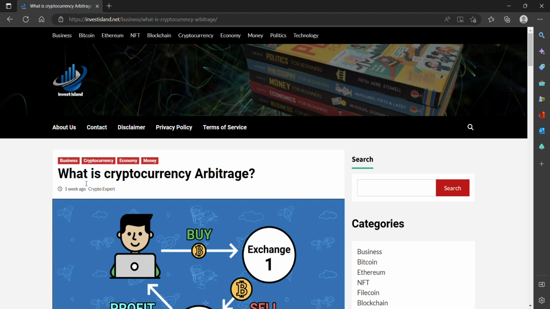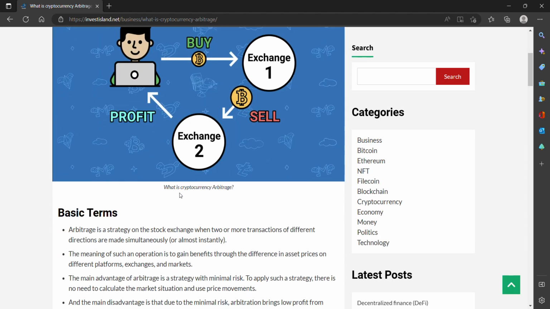Today we will continue to introduce our articles to you, and today's article will be about cryptocurrency arbitrage. And if you are ready, we can start right now.